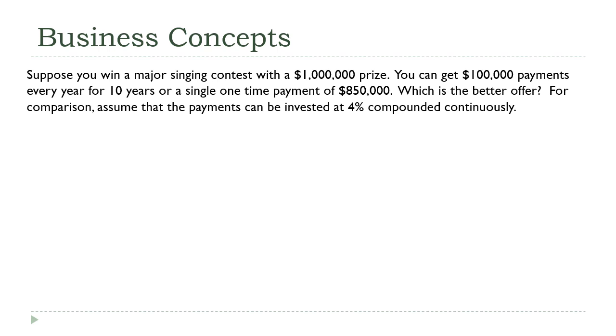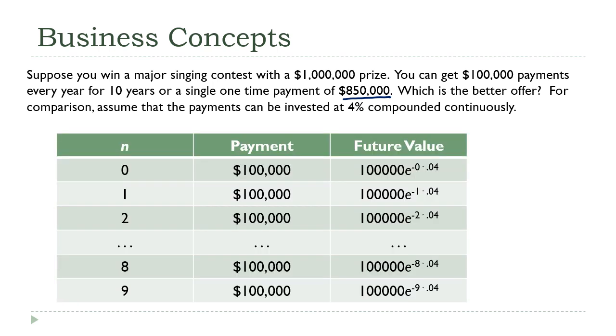So what I want to do is calculate the present value for both of these scenarios. Now, I really don't have to do it for the second one. For the second one, the present value is that single $850,000 payment. Right, so really, I only have to do these calculations for the annual payment scenario. So I've set this up here, and we're calculating the present value using our formula: P e to the negative rt.